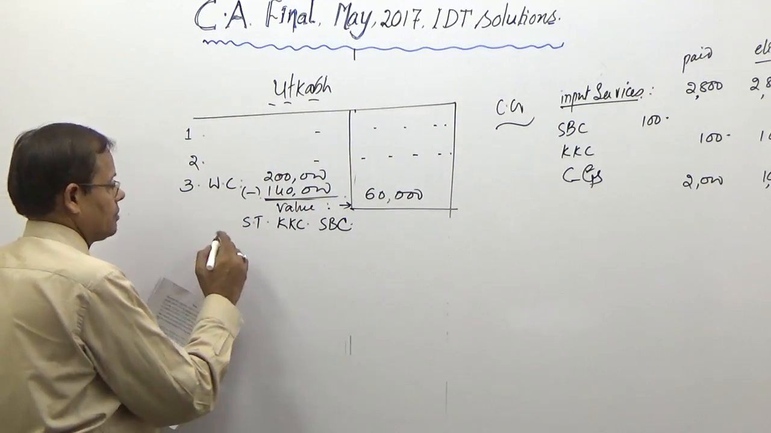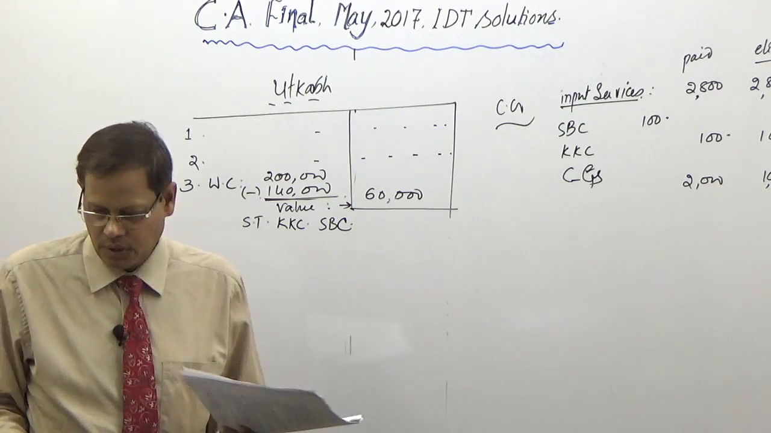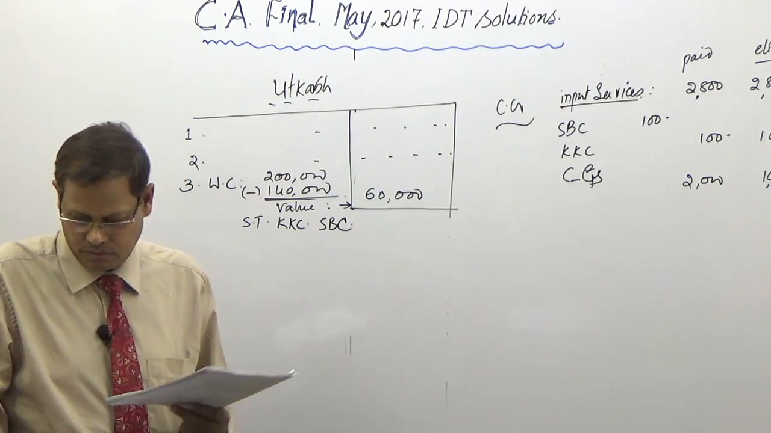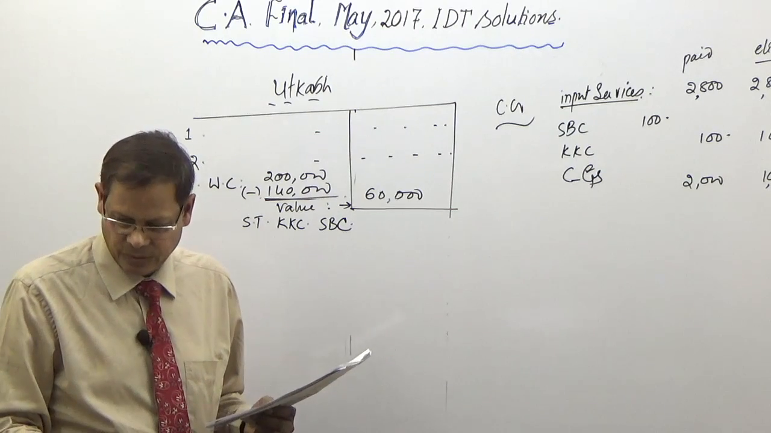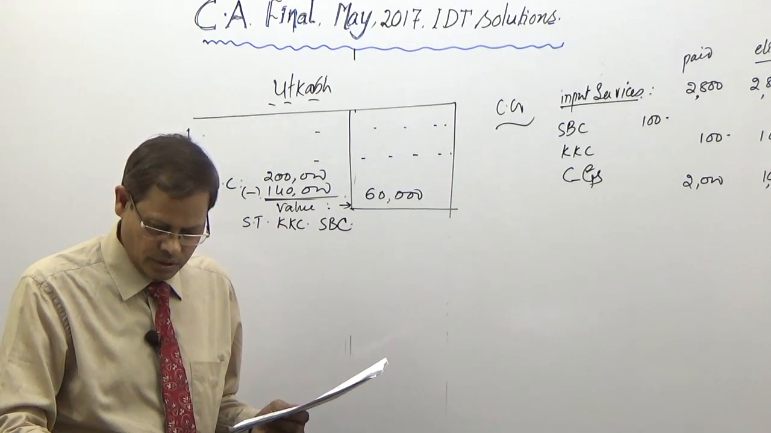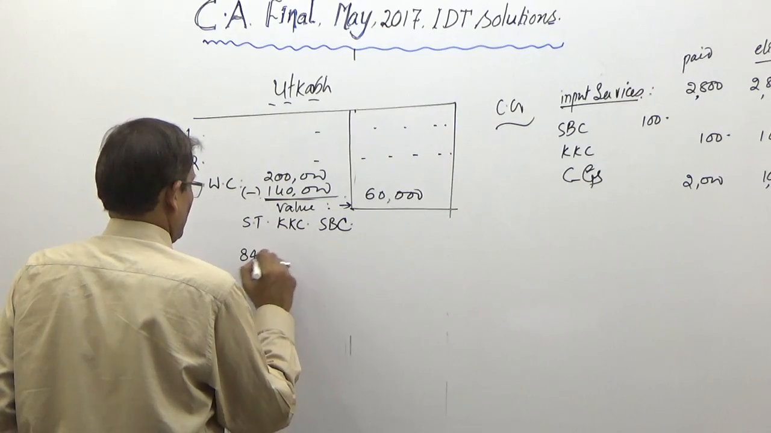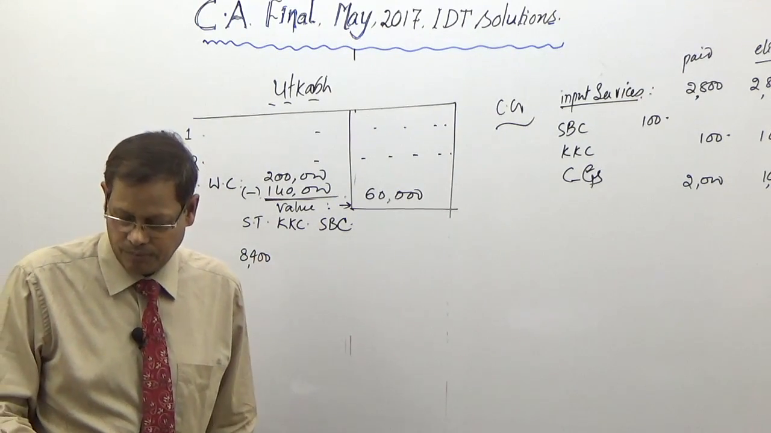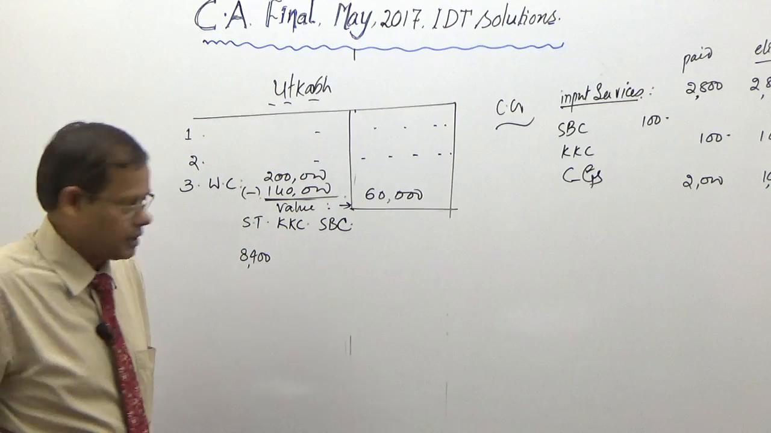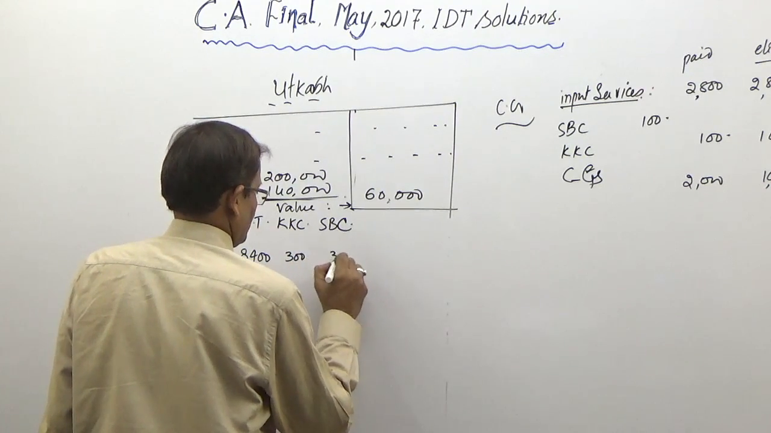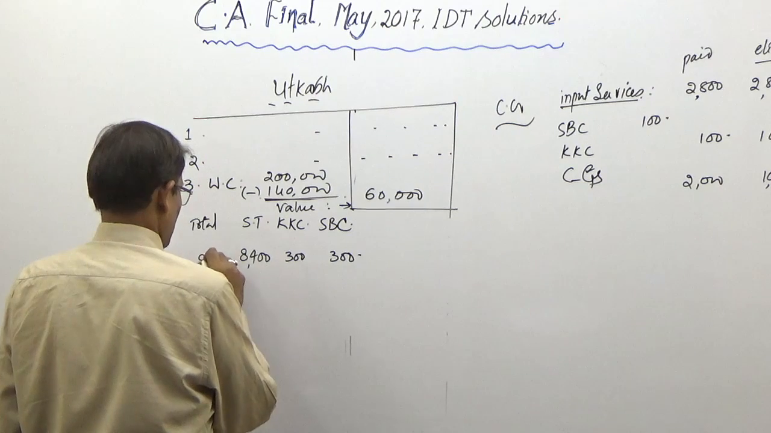So service tax at the rate of 14%, na? On 60,000, 14%. 60,000 into 14, 8,400, and 0.5%, 8,400, 1% is 600, na? 1% is 600, 300, 300. So if you take total, that's a different issue. Total is 9,000.